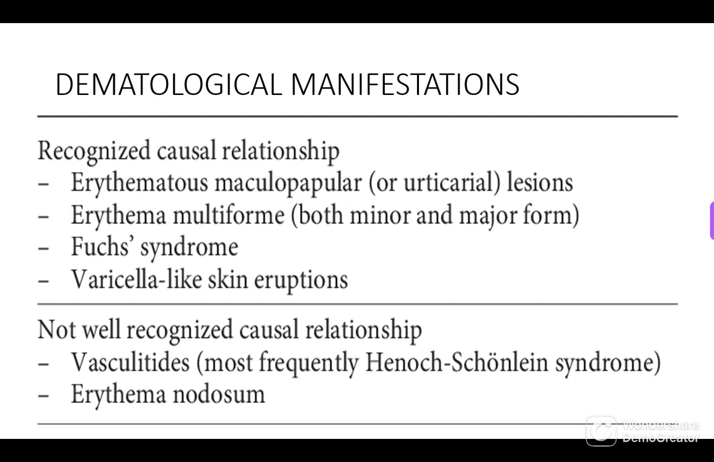Chickenpox-like skin eruptions. Not well recognized causal relationship is vasculitis, most frequently it may be associated with the Henoch-Schönlein purpura, and it can cause erythema nodosum in some patients. So these are the peripheral stigmata, dermatological peripheral stigmata.